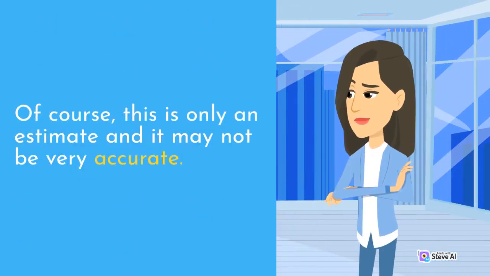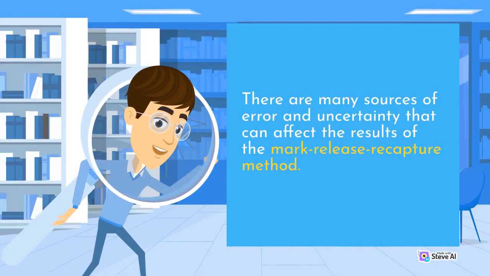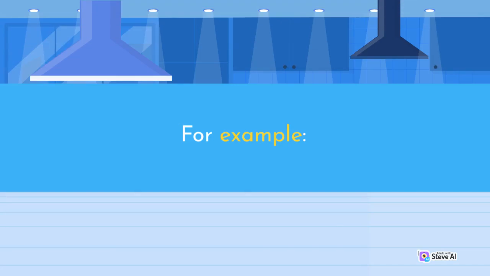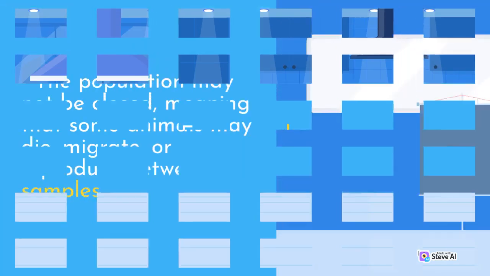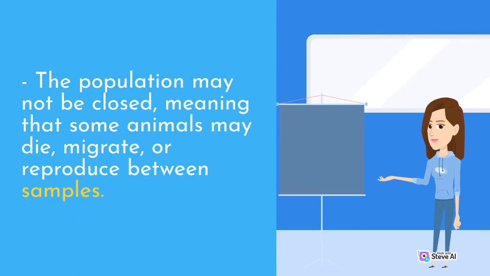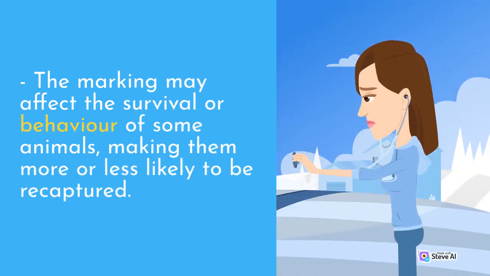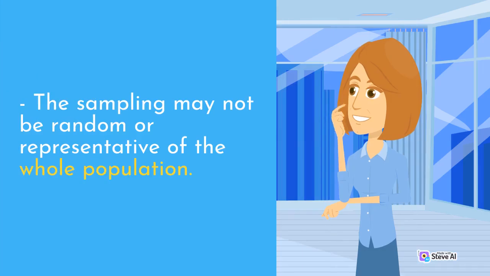Of course, this is only an estimate and it may not be very accurate. There are many sources of error and uncertainty that can affect the results of the Mark-Release-Recapture method. For example, the population may not be closed, meaning that some animals may die, migrate, or reproduce between samples. The marking may affect the survival or behavior of some animals, making them more or less likely to be recaptured. The sampling may not be random or representative of the whole population.